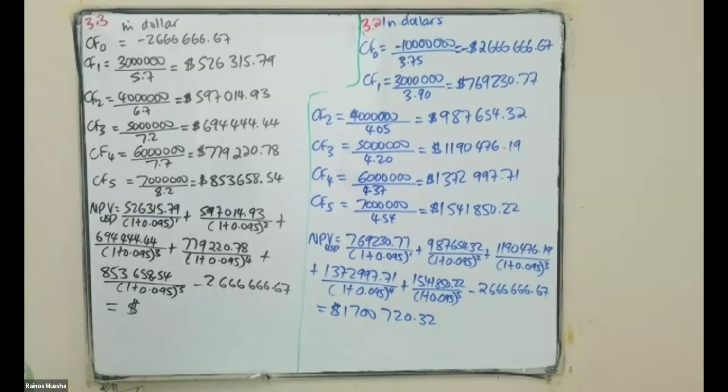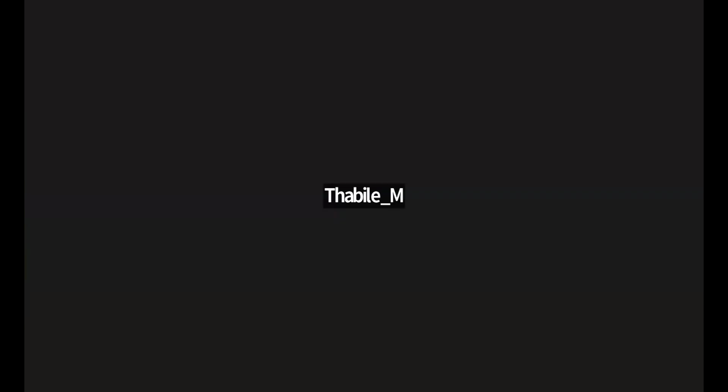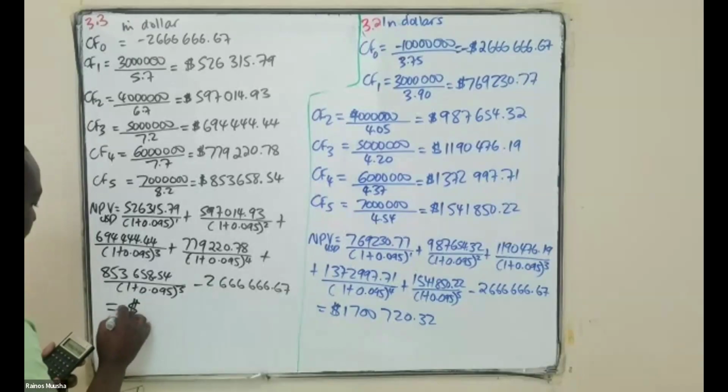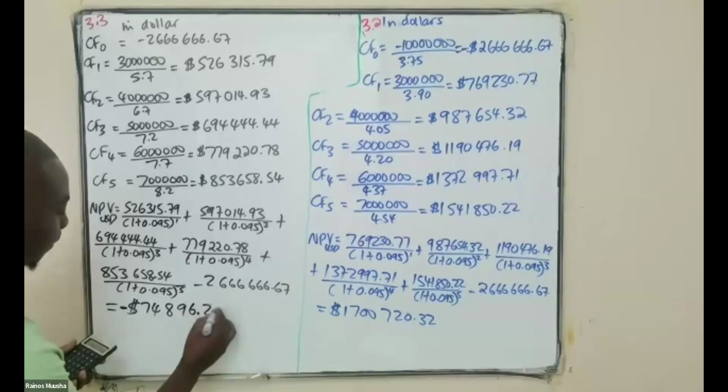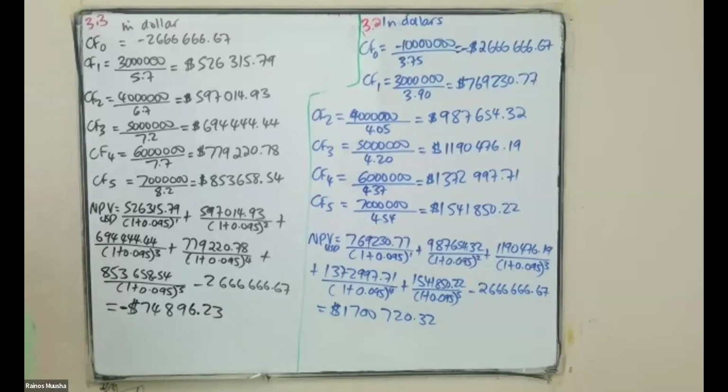How much do you get? $74,869.23. So it's a negative, right? Yes, it's a negative, minus, sorry, 74,896. Is it 69 or 896? Oh, 896, sorry. 896.23, yes. So that will be your net present value. Are we on the same page? Any questions? Anyone lost?